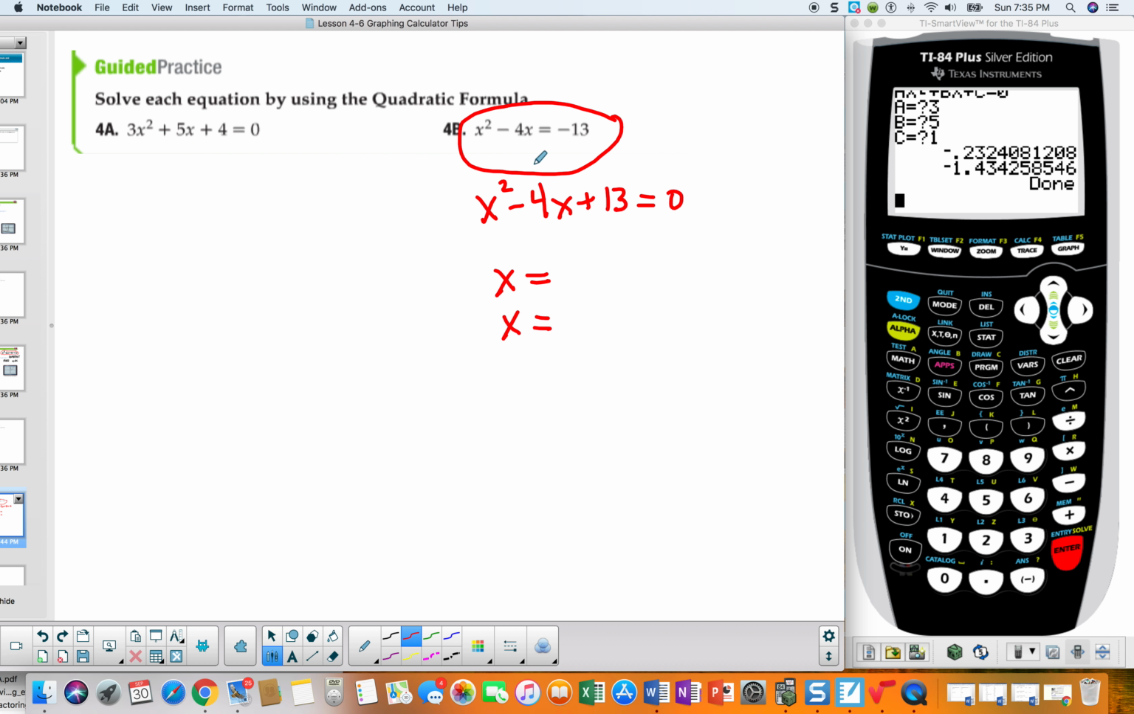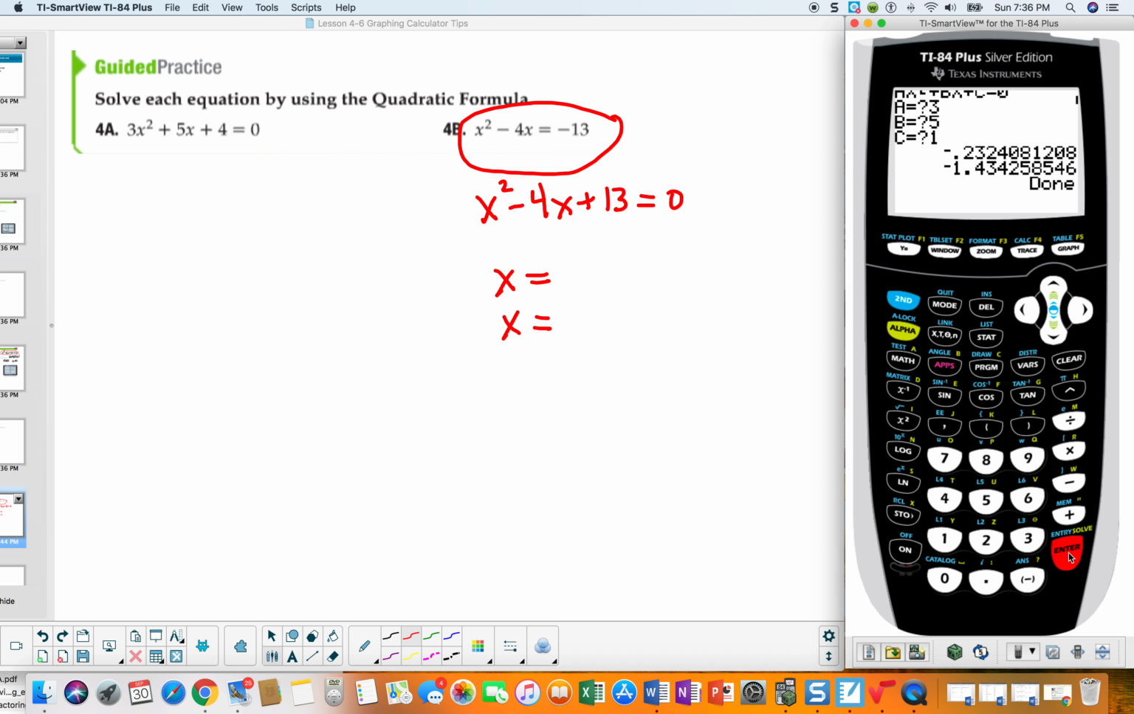Let's go on to the next screen, and let's run this one. Before we run the program, we need to bring that 13 to the side. So I'm going to enter, and I'm going to let a be 1, b be -4, and c be 13. And I am going to get the two roots, which are 2 plus 3i and 2 minus 3i. And this is the end of the screencast.